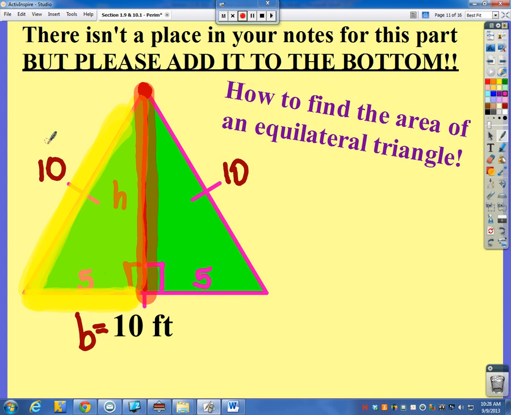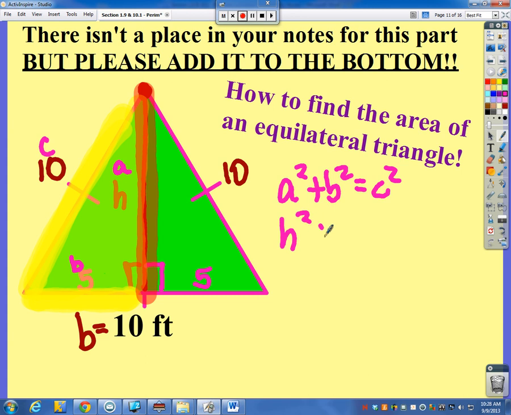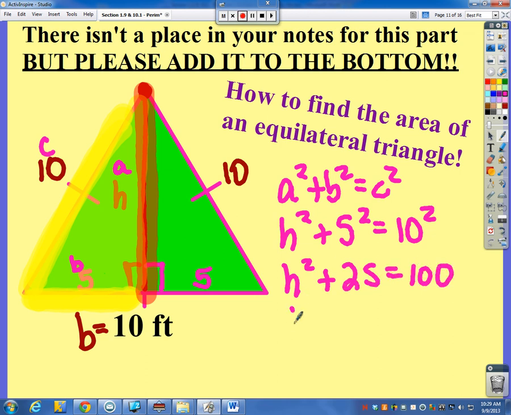Now my C side is going to be my 10 here. I'm going to call the height my A and the 5 my B. So if I do A squared plus B squared equals C squared, A squared would be H squared, B squared would be 5 squared, and C squared would be 10 squared. I have H squared plus 25 equals 100. Subtract the 25 over, and I get 75.